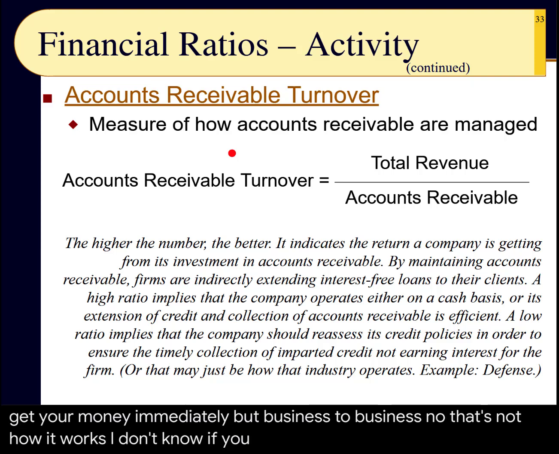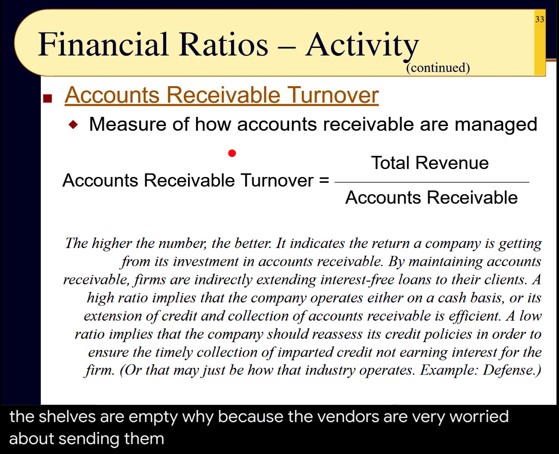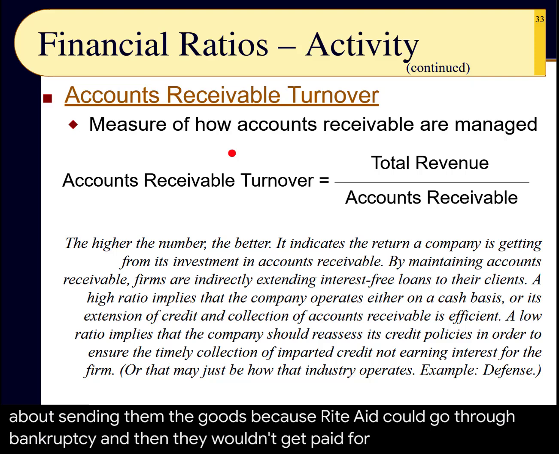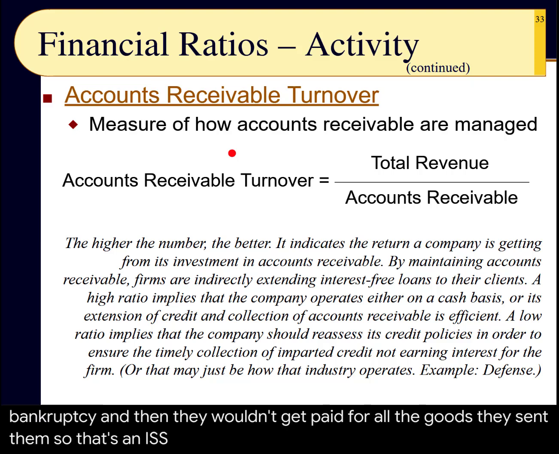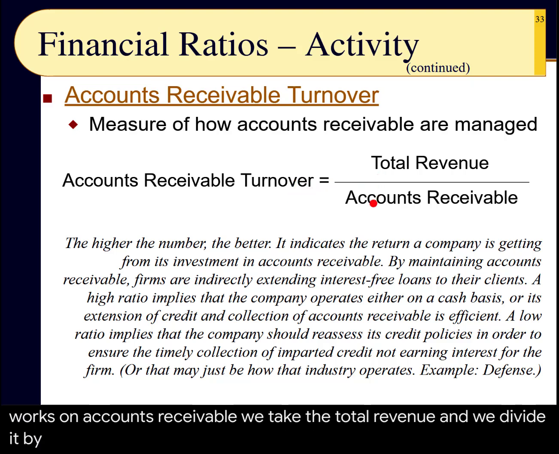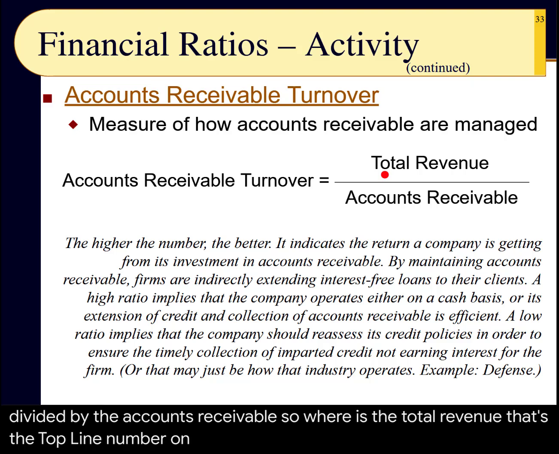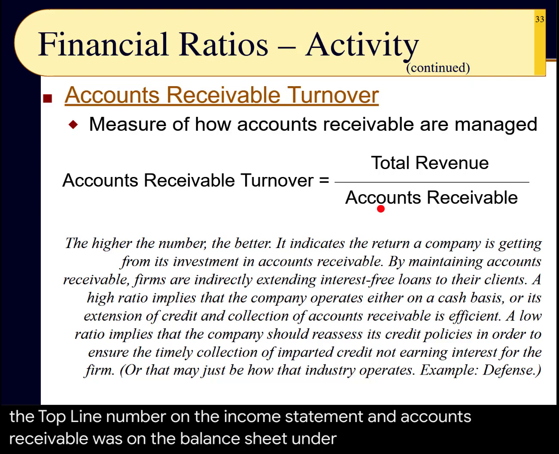I don't know if you've been in a Rite Aid lately, but a lot of the shelves are empty. Why? Because the vendors are very worried about sending them the goods because Rite Aid could go through bankruptcy and then they wouldn't get paid for all the goods they sent. So that's an issue. Business to business almost always works on accounts receivable. We take the total revenue and divide it by the accounts receivable. So where is the total revenue? That's the top line number on the income statement, and accounts receivable was on the balance sheet under current assets.